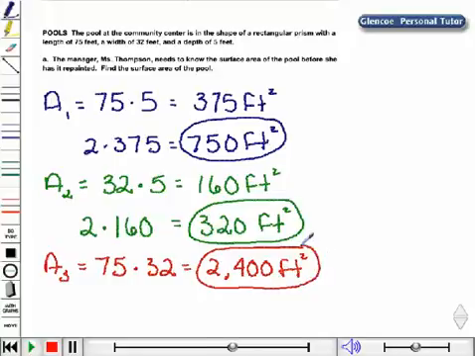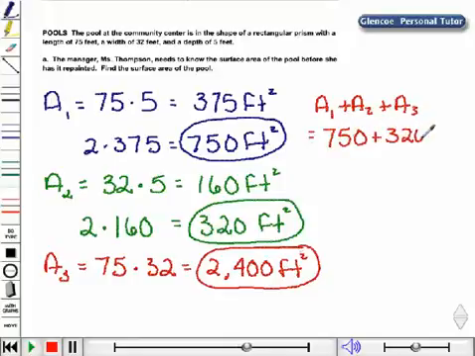Now, in order to find the overall surface area of the pool, we need to add all of these up. So area 1 plus area 2 plus area 3 will be equal to 750 plus 320 plus 2,400, which will equal 3,470 square feet.